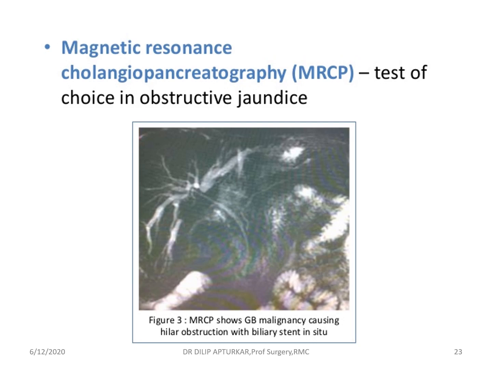A better investigation is MRCP, magnetic resonance cholangiopancreatography. It is also an investigation of choice. It can show you the biliary ductal pattern and, around the biliary duct, the parenchymal changes, and hilar obstruction. Now this is a picture showing hilar obstruction with a biliary stent in situ.